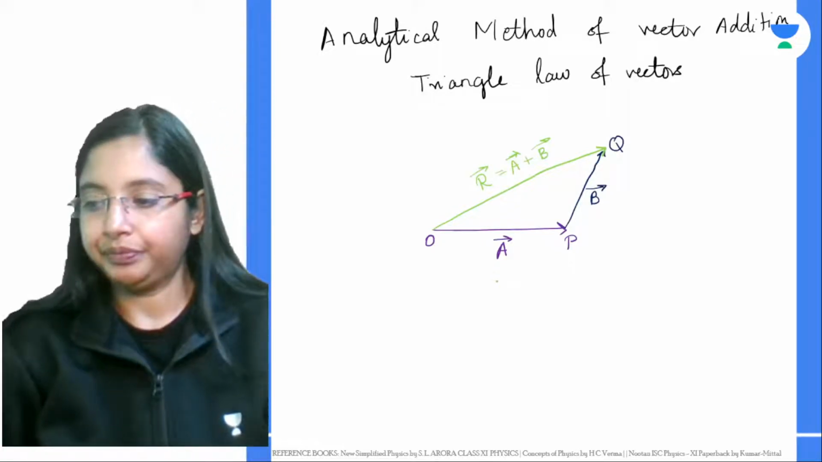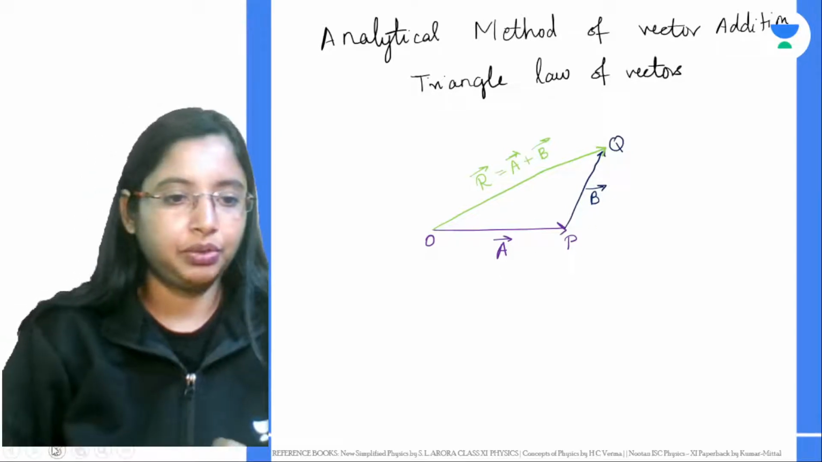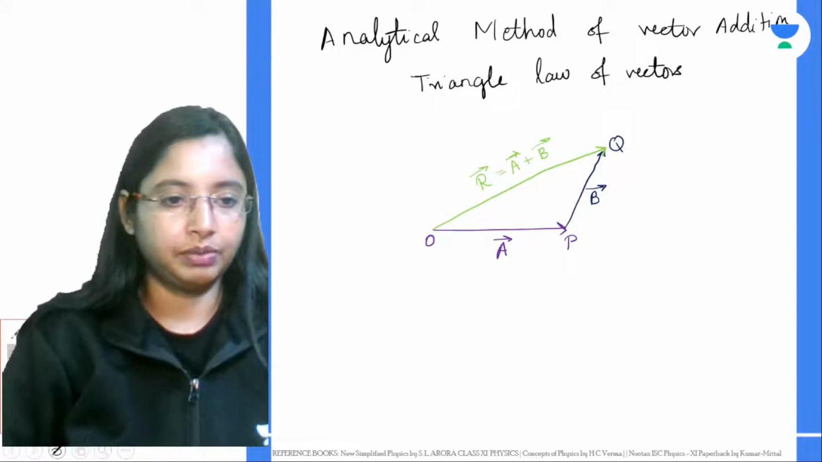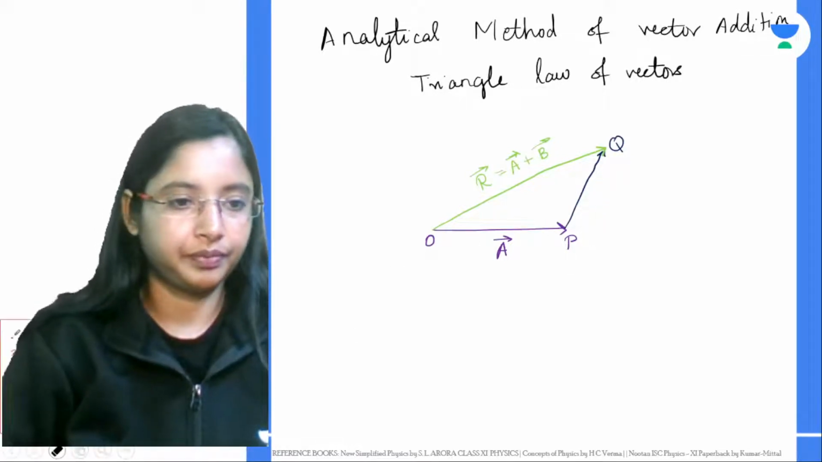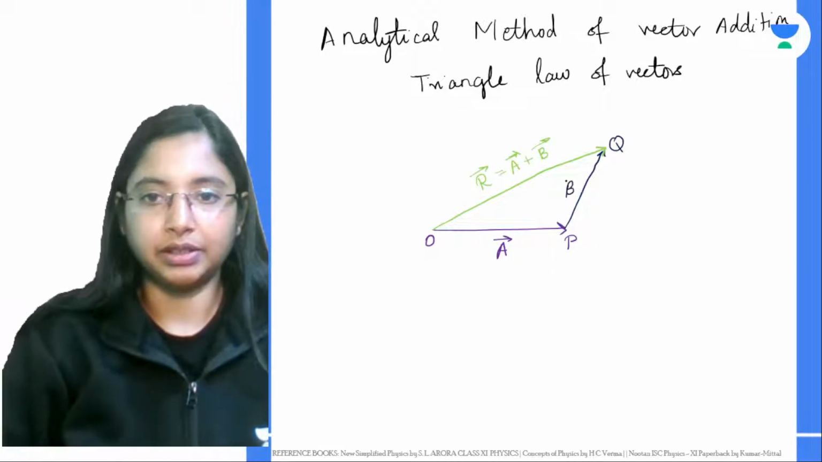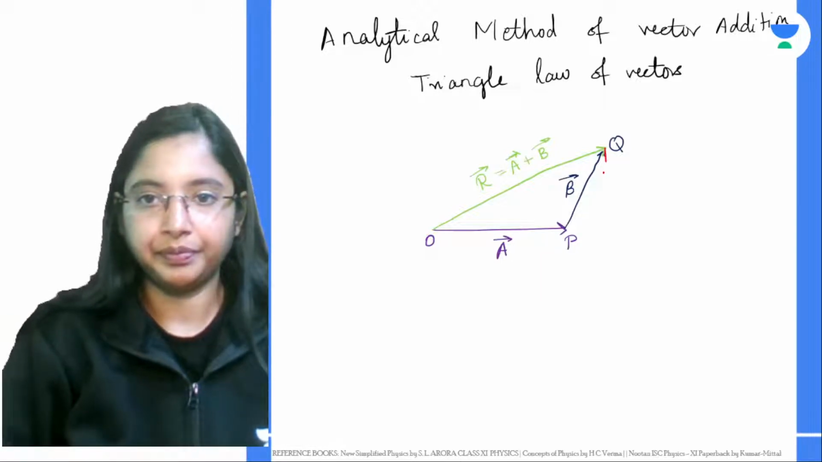Now from this point Q over here, before that let's also mark one more point. Let this be B vector. From this point Q over here, we are going to drop a perpendicular to ON.